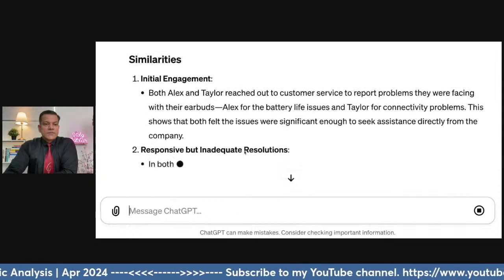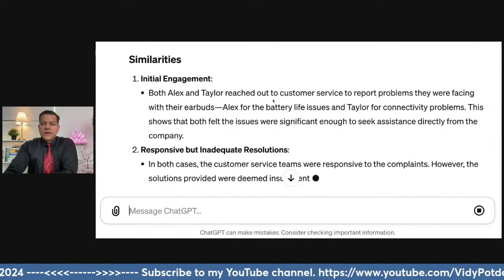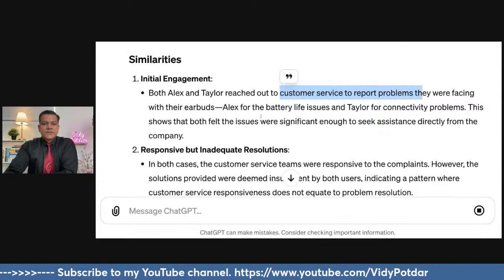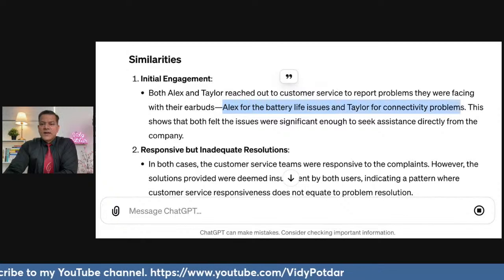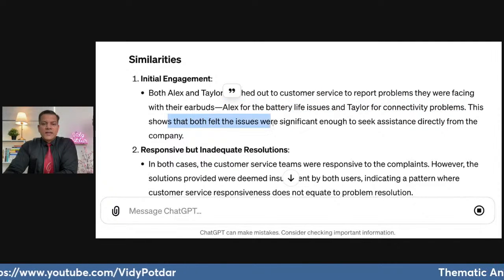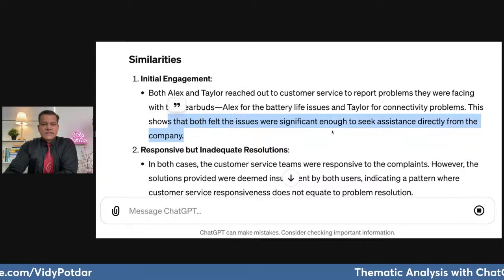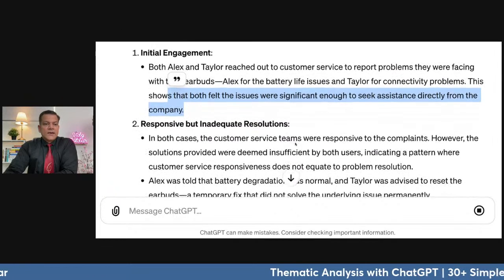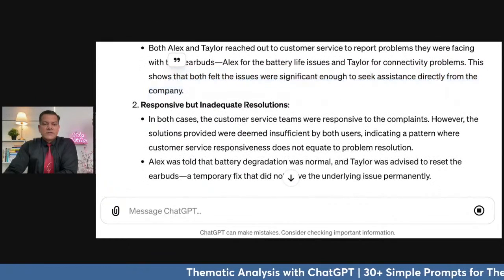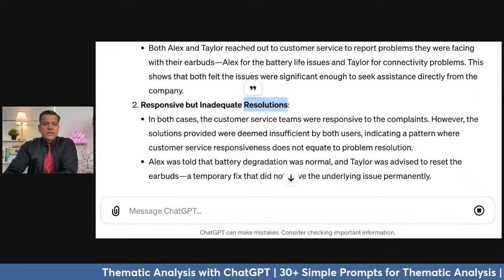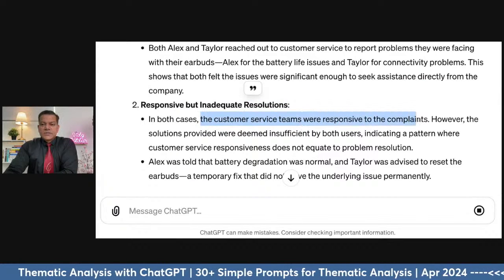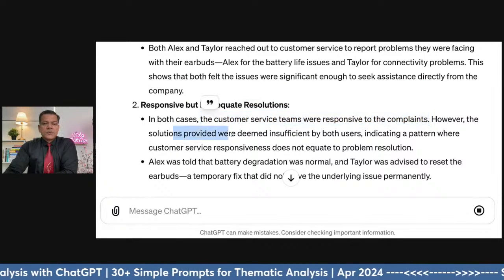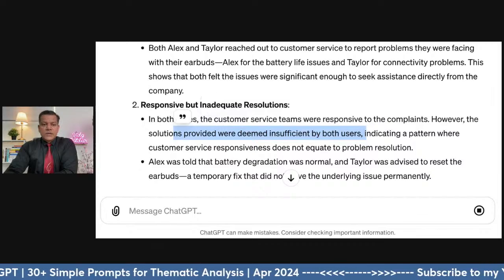So what were the similarities? Initial engagement: both reached out to customer service, Alex for battery life and Taylor for connectivity problems. This shows that both felt the issues were significant enough to seek assistance, right? Responsiveness but inadequate resolution: in both cases, the customer service team was responsive to the complaints. However, the solutions provided were insufficient for both users.